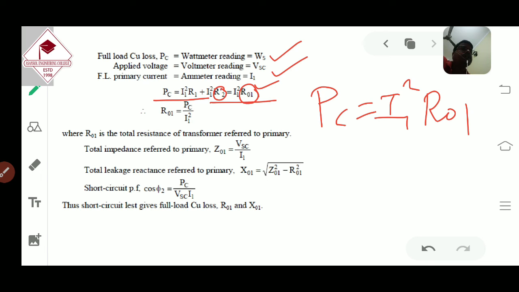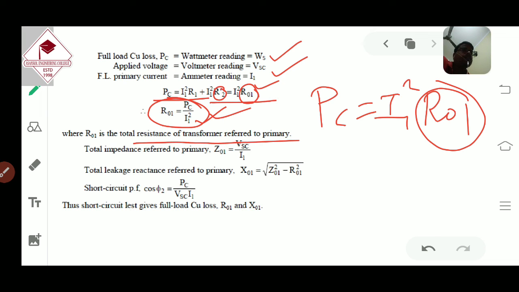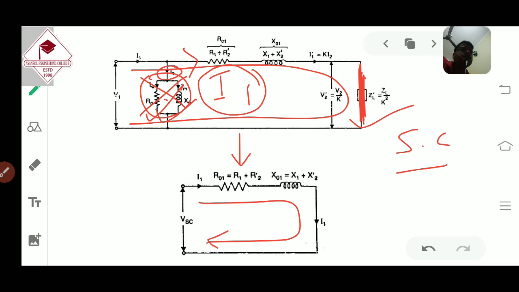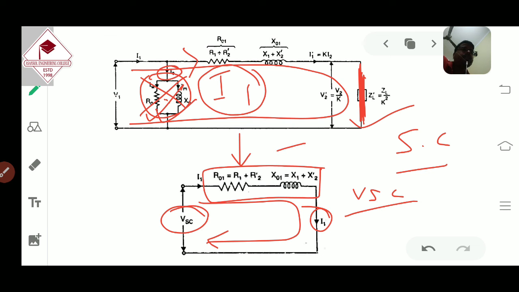From here we can easily find this R01, it will be PC by I1 square, like here you can see R01 equals PC by I1 square. Now this R01 is the total resistance of the transformer referred to primary, okay? So the total impedance referred to primary, Z01, how can you find it? Just divide VSC by I1. You see in this, okay? If you divide this VSC by I1, this current is flowing through this one, so we will get this entire impedance, right?